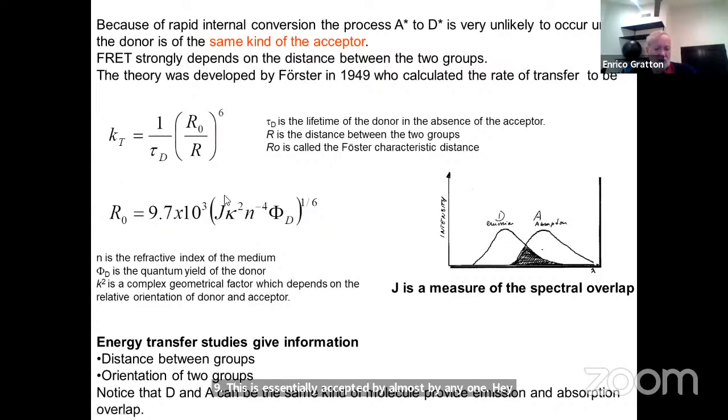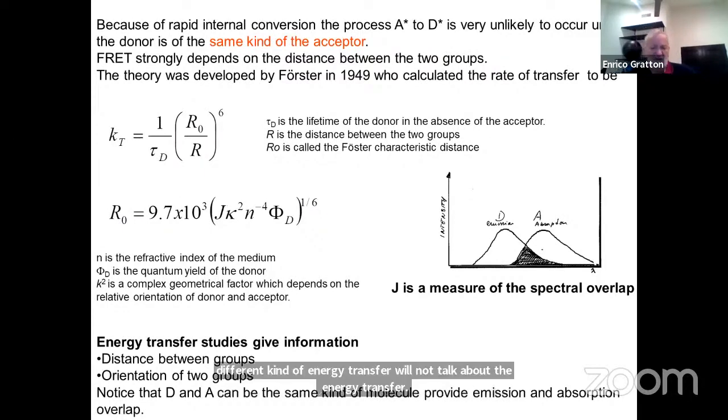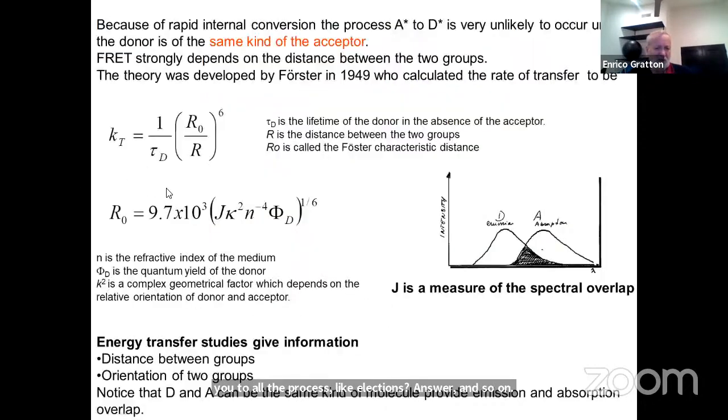There are different kinds of energy transfer. I will not talk about energy transfer due to other processes like electron transfer and so on. But FRET gives information about distance between two groups, because you can measure R0, and orientation between two groups through the kappa squared. And notice that in principle the donor and the acceptor can be the same, because then there will be overlap, and in that case it's called homotransfer.